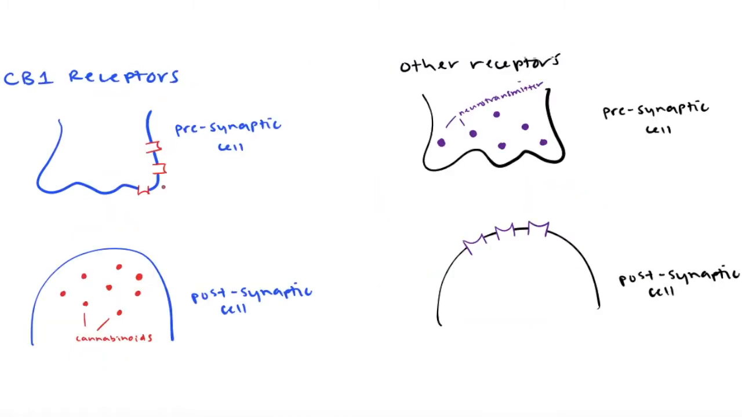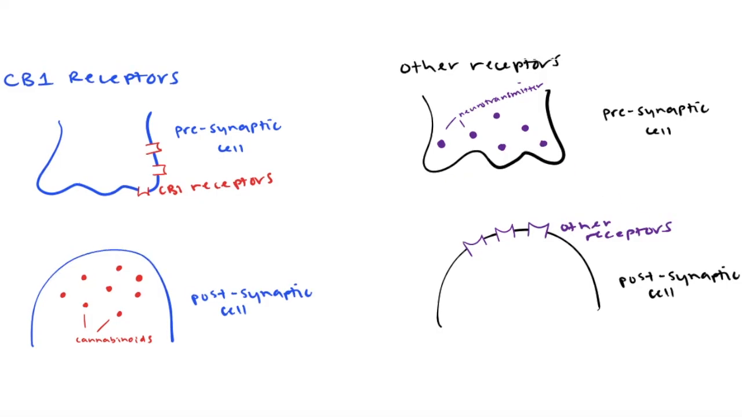The receptors that bind cannabinoids are called CB1 receptors, and the CB stands for cannabinoids. These CB1 receptors are found all over the brain and on the presynaptic cell and are unique because they work with endocannabinoids in a backwards way. What does this mean? Typically, the neurotransmitters diffuse from the presynaptic cell to bind to the receptors in the postsynaptic cell, while endocannabinoids are made in the postsynaptic cell and diffuse backwards to bind onto the receptors in the presynaptic cell.